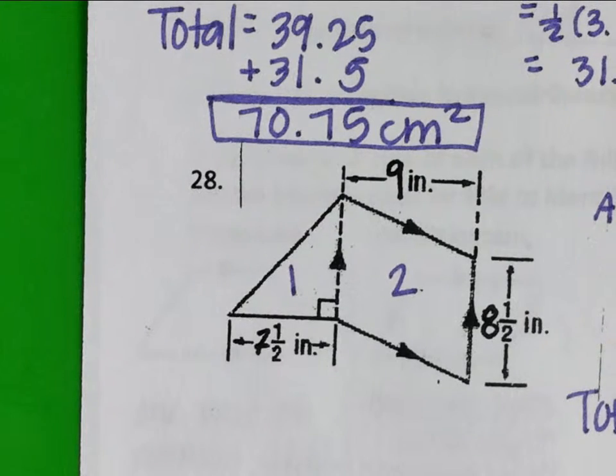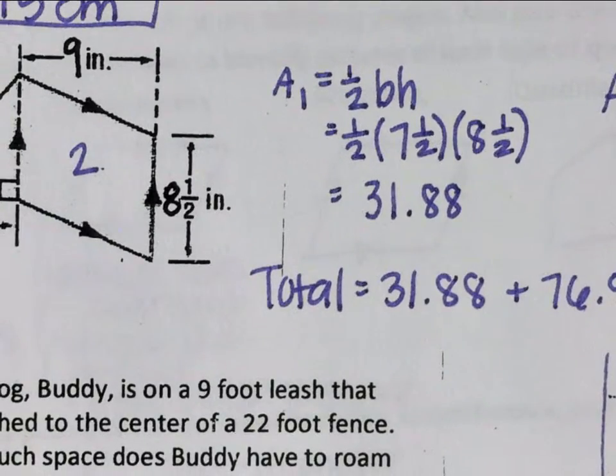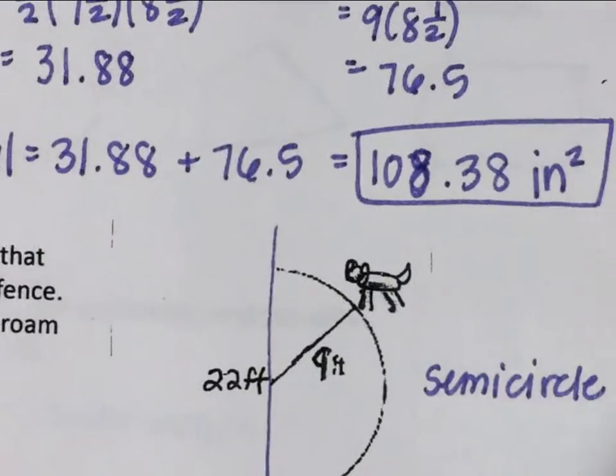All right, where are we, number 28? Did we go over 28? 29. So we did go over 28. Okay, so 29.